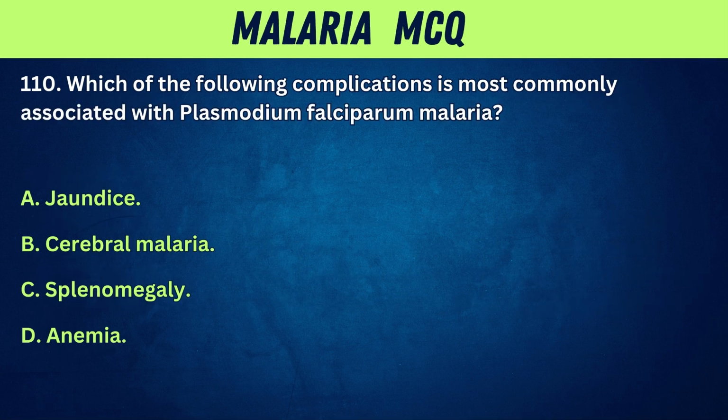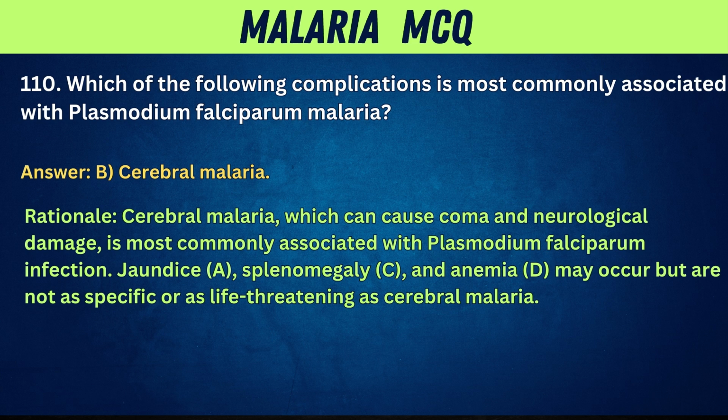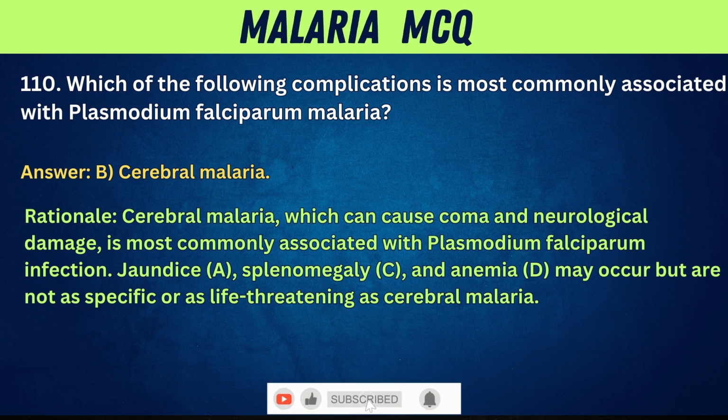110. Which of the following complications is most commonly associated with Plasmodium falciparum malaria? A. Jaundice. B. Cerebral malaria. C. Splenomegaly. D. Anemia. Answer: B. Cerebral malaria. Rationale: cerebral malaria, which can cause coma and neurological damage, is most commonly associated with Plasmodium falciparum infection. Jaundice, A, splenomegaly, C, and anemia, D, may occur but are not as specific or as life-threatening as cerebral malaria.